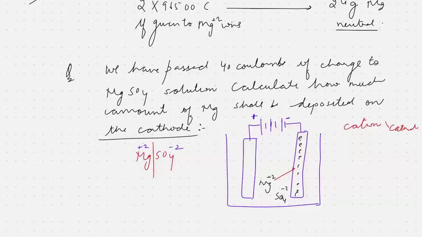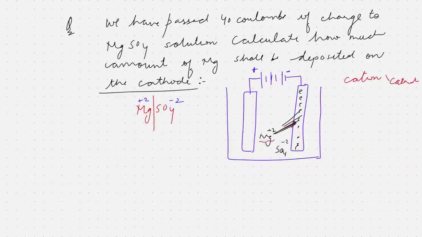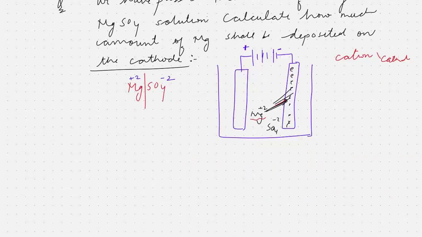Do you understand that Mg+2 will be attracted towards the electrons? Yes or no? Got it? So the idea here is that Mg+2 will basically be moving towards the cathode, and it is going to gain some electrons in order to make it neutral.